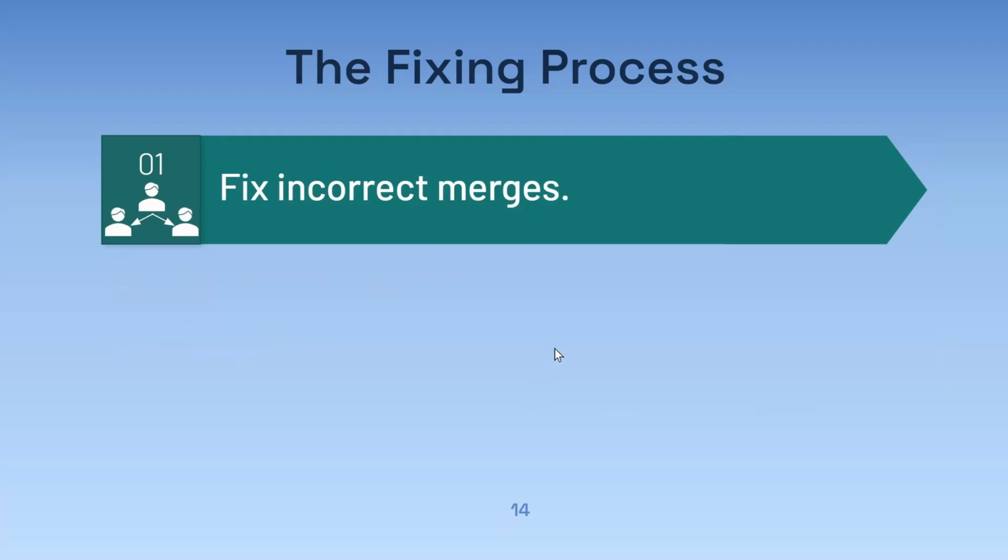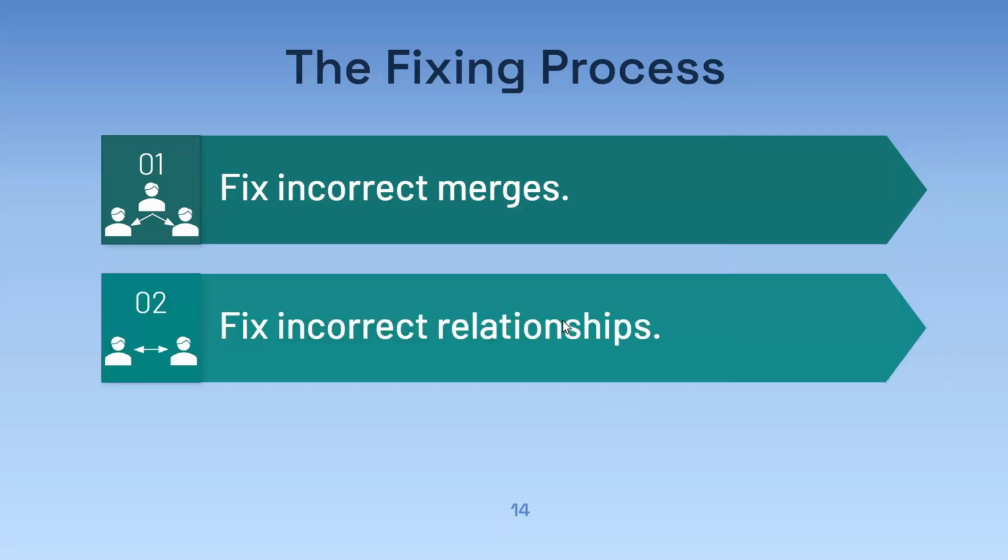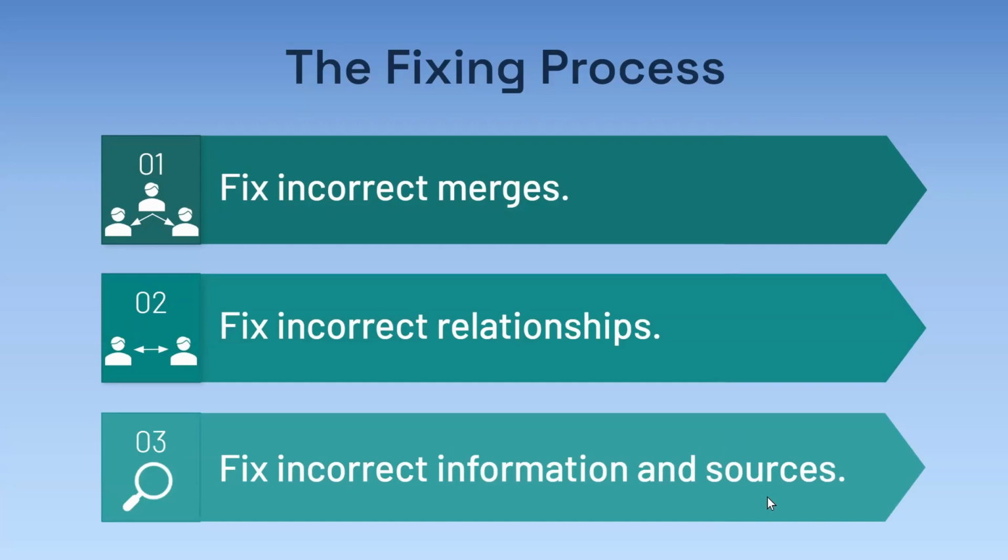So the first thing you want to do when there's a mess is look for any incorrect merges. And if there are any, go ahead and untangle them first. Undo those incorrect merges first. After you've undone the incorrect merges, the next step is to fix the relationships. That can't be done accurately until the merges are repaired. And then the last step is to fix the incorrect information, such as birth, death, and so forth, and sources, and this is always done relative to that intended identity.